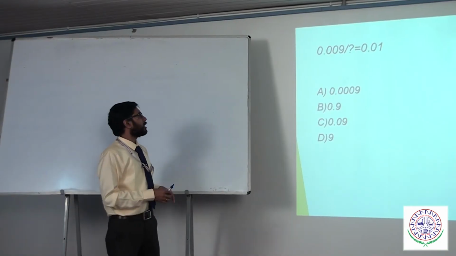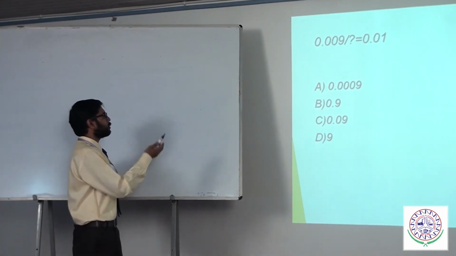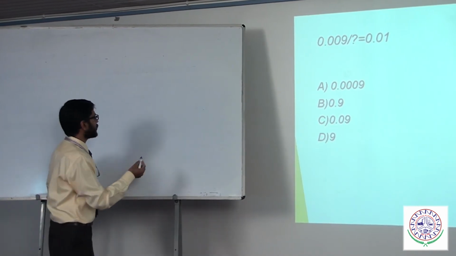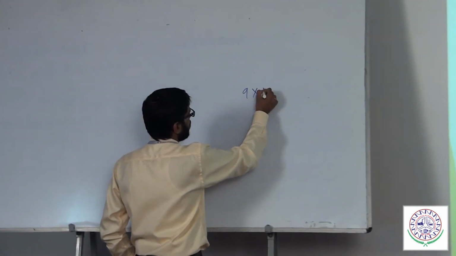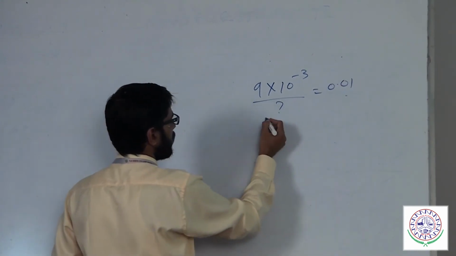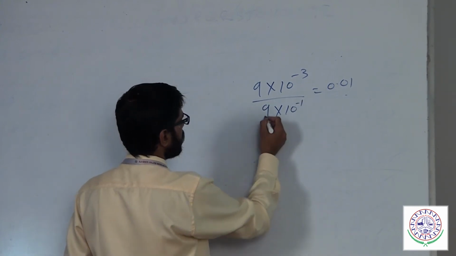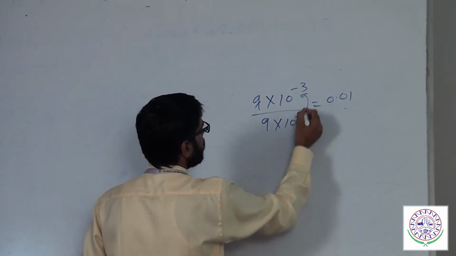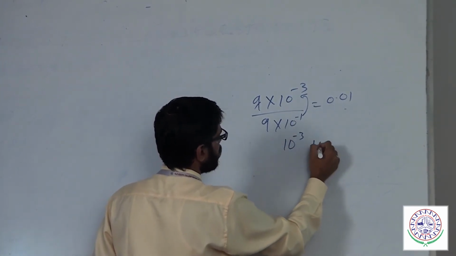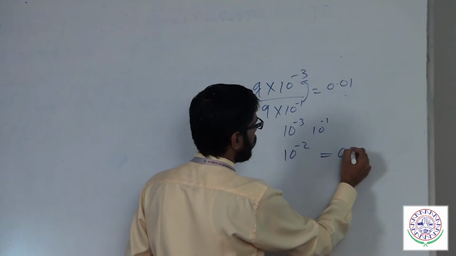The next question is a very simple, basic one: 0.009 divided by question mark equal to 0.01. In such situations, whenever they ask about numbers like 0.009 or 0.001, you can write this as 9 into 10 raised to minus 3, divided by question mark, equal to 0.01. So this 9 gets cancelled. Then 10 raised to minus 3 divided by the unknown gives 10 raised to minus 2, which is equal to 0.01.